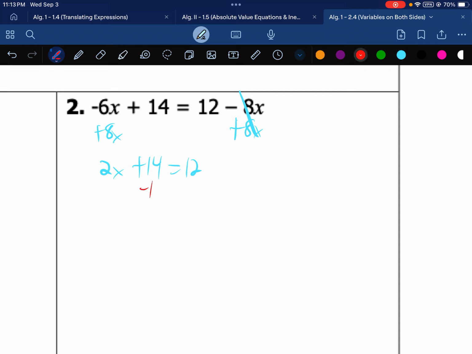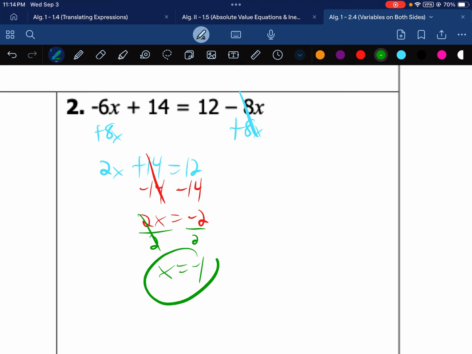Then if I subtract 14 from both sides and move my numbers away from my variables now, I get my variables on the left, I get my regular numbers on the right, and I go ahead and divide by 2, and x equals negative 1.